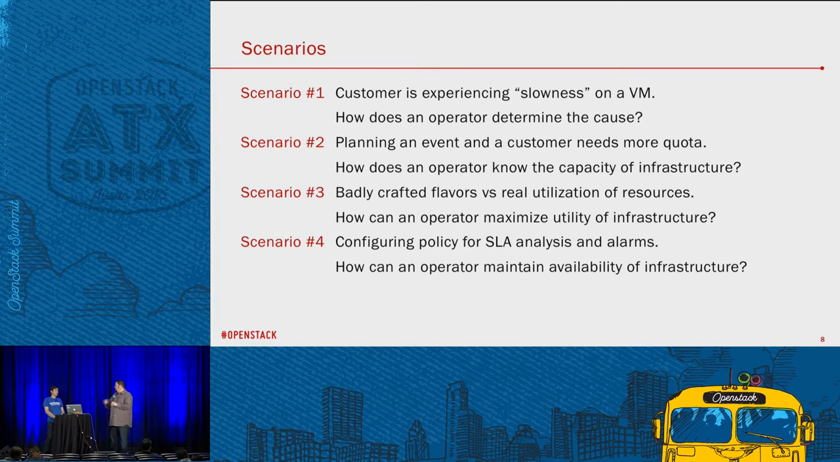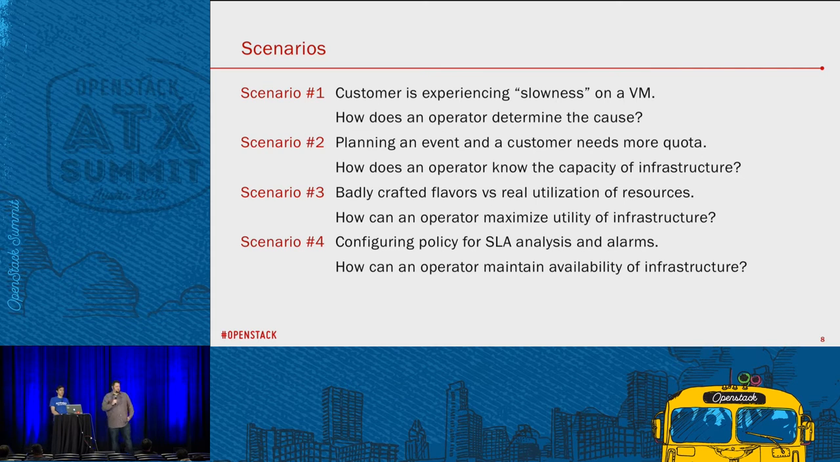So we have AppFormix on stage with us. We're going to go through a couple scenarios and show where AppFormix actually helps in this operator capacity, and where we're able to actually give a couple hypothetical scenarios. Say a customer's calling in with VM slowness. Now you have to kind of backtrack through the system and figure out what's causing that problem. You've been given a single data point. You have a Nova UUID, and it's slow. How do you fix that problem for your customers?